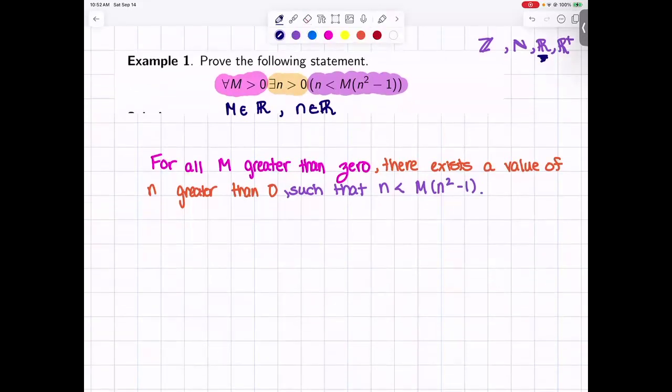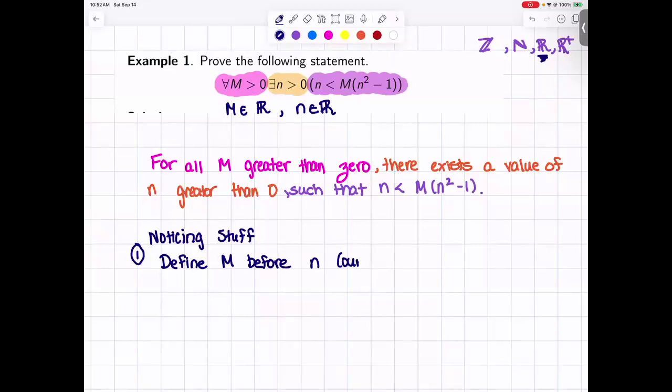So, a couple of things that I noticed right off the bat when I'm reading this help me find that intuition for where to go next. These are just things that I notice. We're going to have to come up with a name for whatever these are going to be for us. The first thing that I notice is that we define m before n, and a reminder that our goal is to actually pick a value of n.